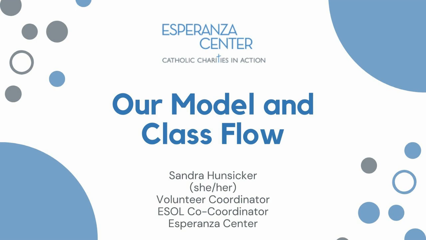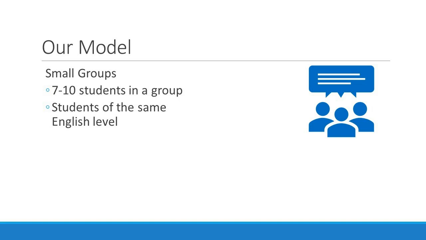In this video, I will give an overview of our model and class flow. First, our model. Our classes are made up of several small groups of students who have the same English level. There are usually 7 to 10 students enrolled in each group.